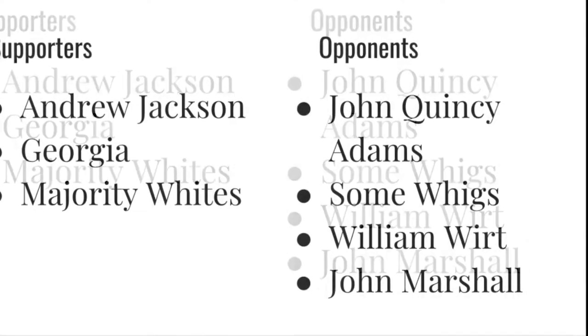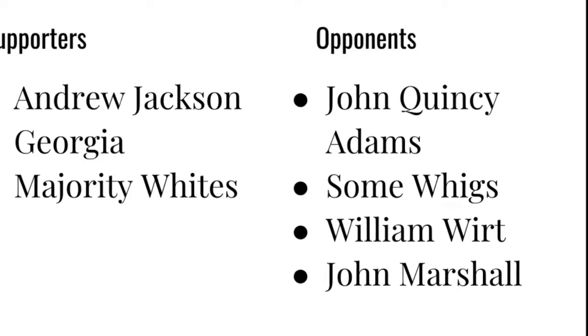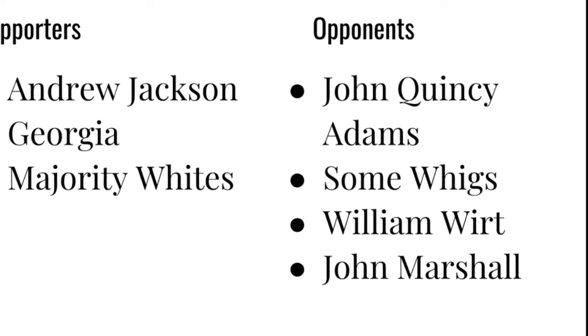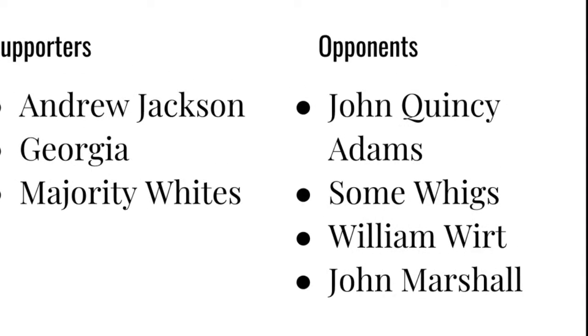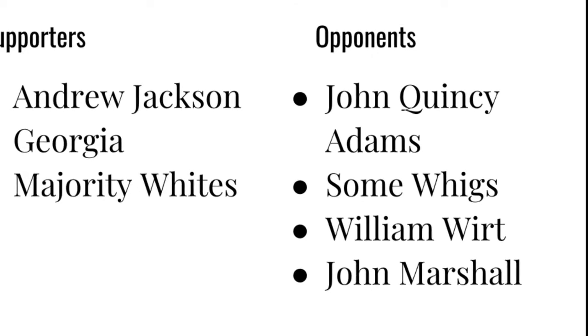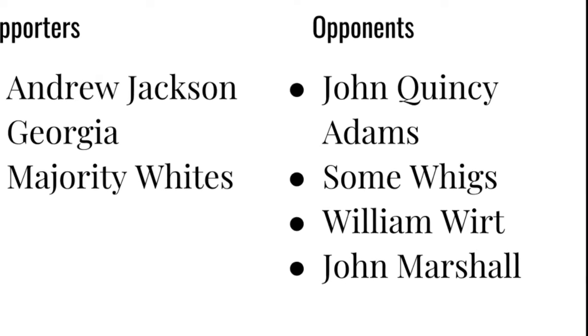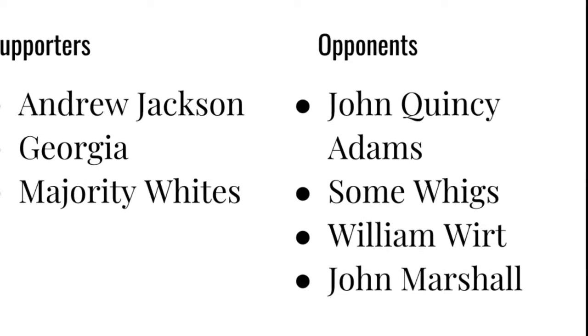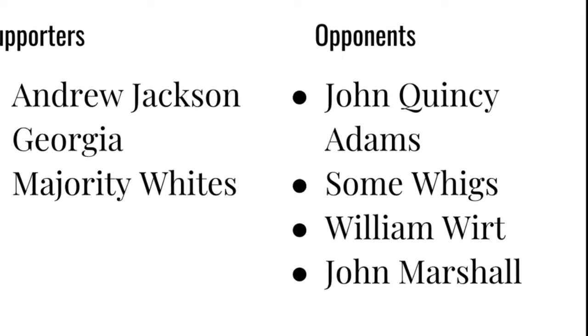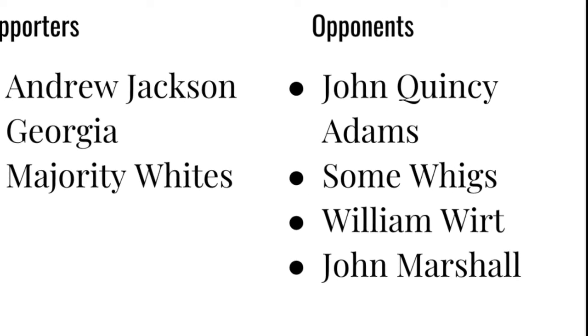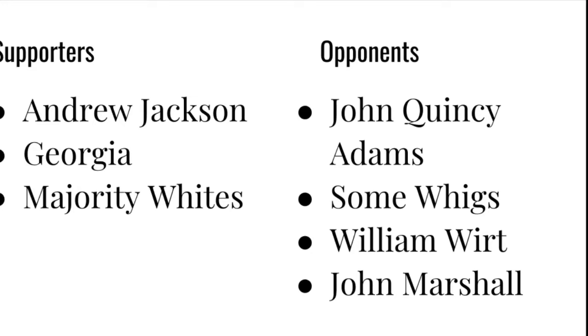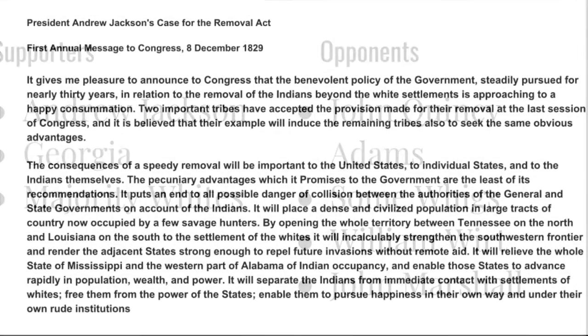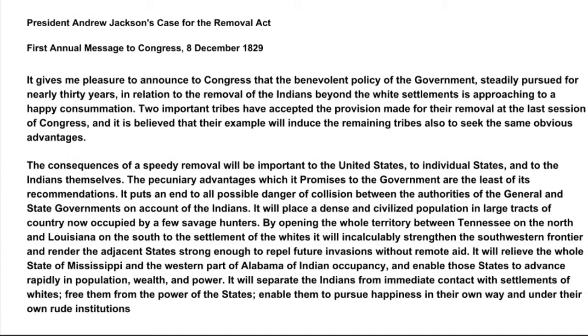The previous president, John Quincy Adams, had many policies that protected the Native Americans. Some Whigs supported the Native Americans, as well as the Attorney General William Wirt, who defended them in the Supreme Court, and the Supreme Court Justice John Marshall ruled in favor of them, but his rulings were largely disregarded by Andrew Jackson. Andrew Jackson attempted to seem benevolent in his efforts towards the Indians.